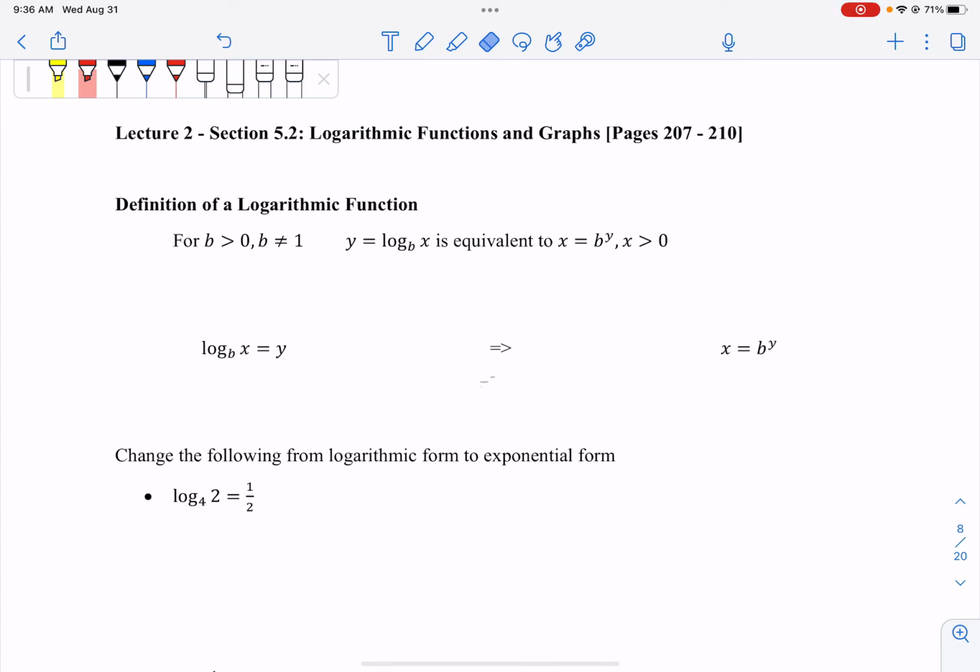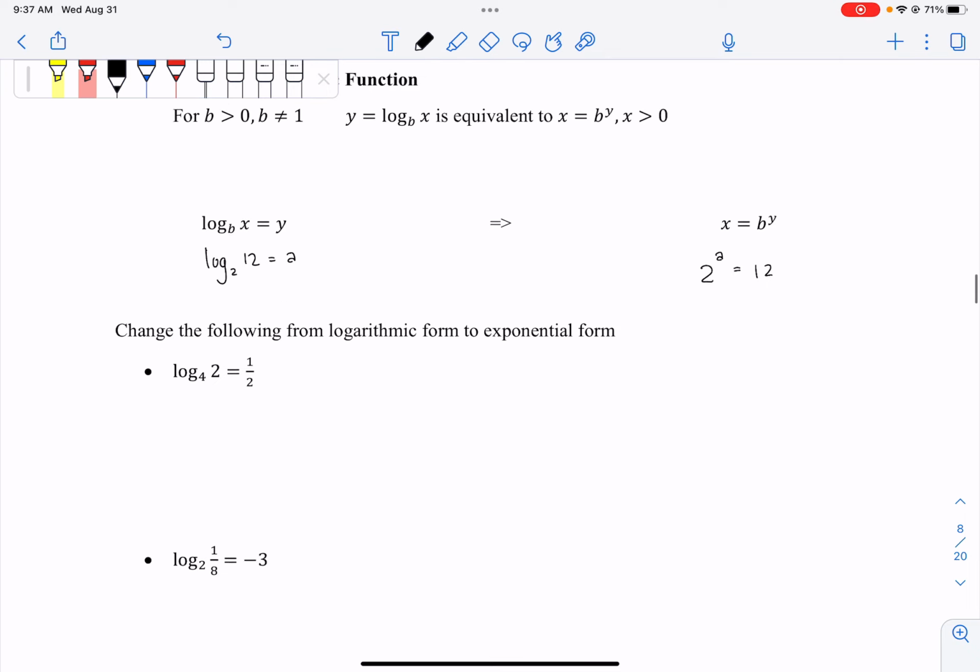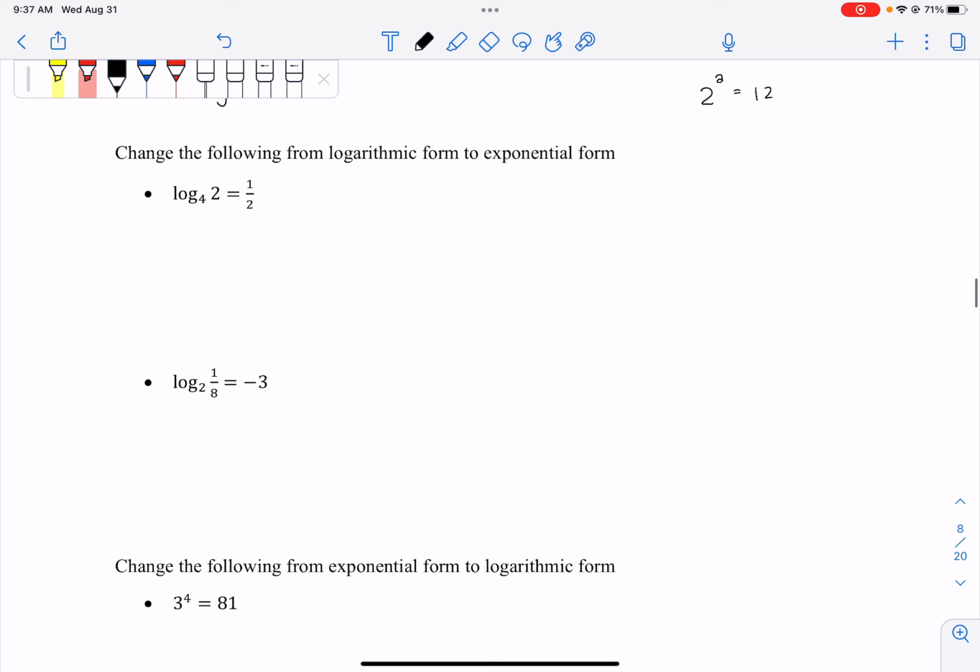I'll do one more example with you, then we'll go to the bottom. Log base 2 of, let's say we'll call it 12 is equal to a. So that's the same thing as saying 2 to the power of a is equal to 12. Let's go ahead and change what the logarithms are over here. So change from the logarithmic form to exponential form.